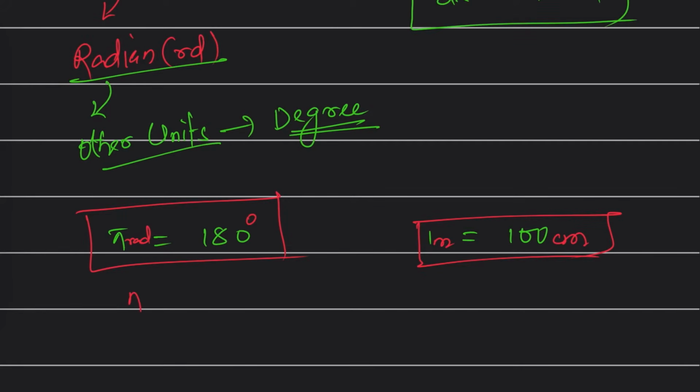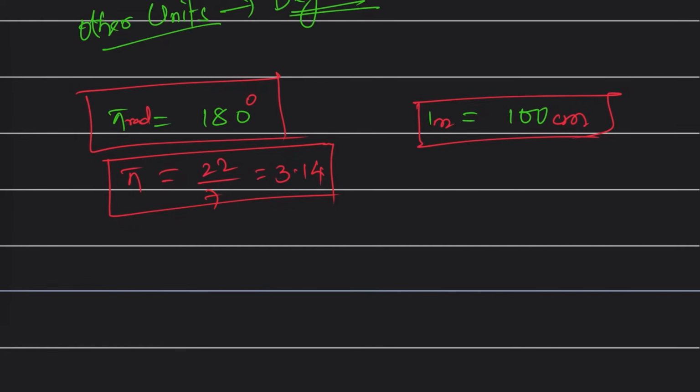Sir, actually pi is equal to 22 by 7 value, sir, exact value, right? Pi value is 22 by 7, that is 3.14, right? Almost, not exact, 3.14. Sir, why am I discussing this thing? Because we know we are going to use pi and 180 repeatedly.